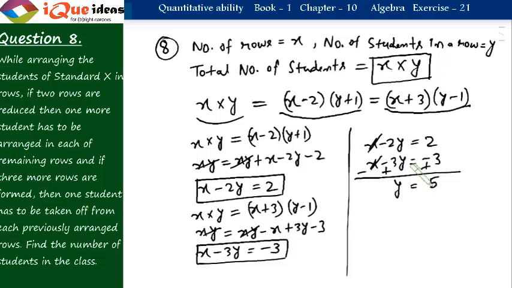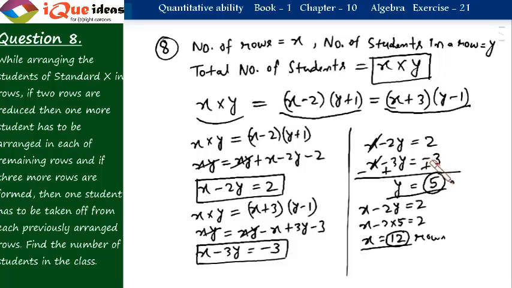If you put it in any one of the equations, you will get the value of y. Let's put it in the first equation. So it is x minus 2y equal to 2. So that means x minus 2 into 5 equal to 2. Now 2 into 5 is 10. 10 goes to the other side, becomes 12. So x is equal to 12. That means the number of rows originally was x, which is 12, and the number of students in every row, that is y, is equal to 5. So 5 is the number of students in a row.